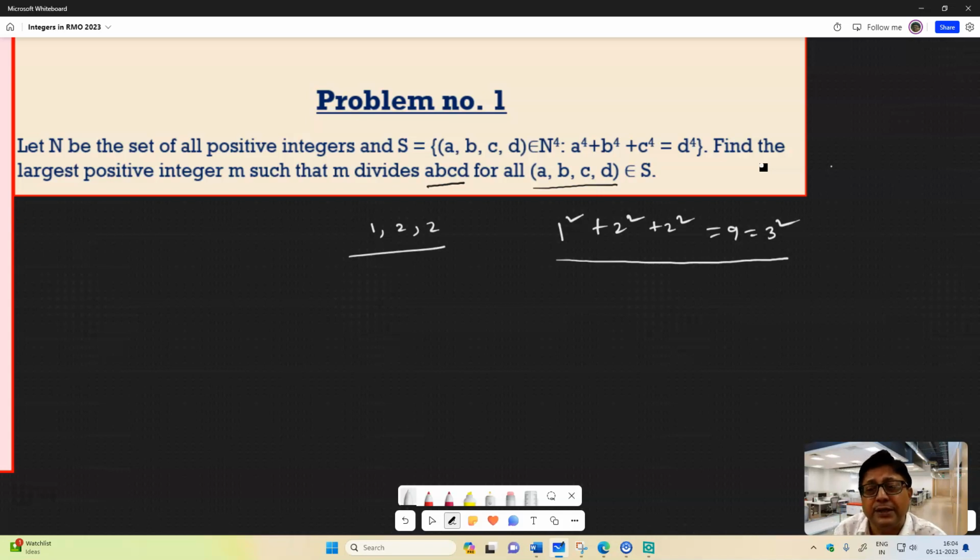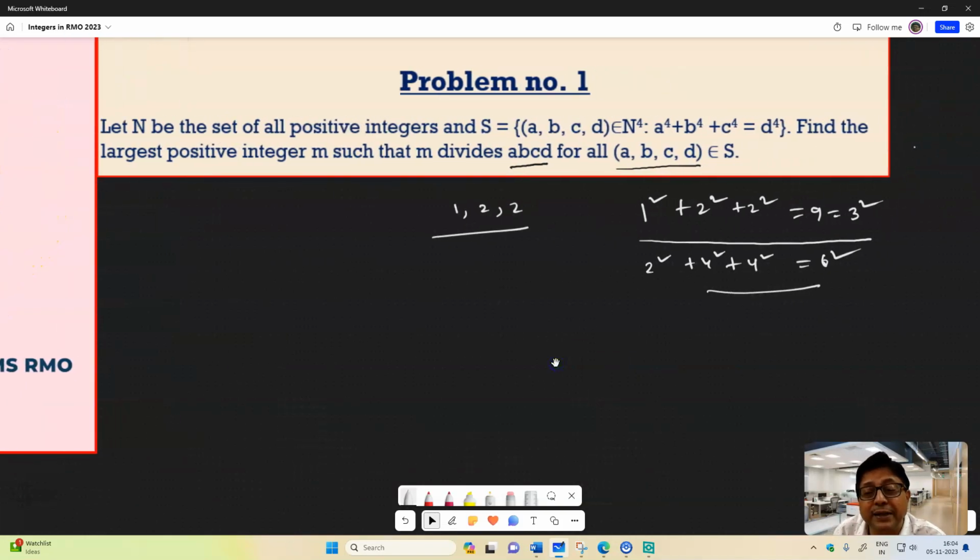If we take 2 square, 4 square, 4 square, then it will be what? This is 6 square. Okay. We can make other observations also. Like if we have taken A, B, C, I am writing the values of A, B, C in this manner, 1, 2, 2, it is satisfied.